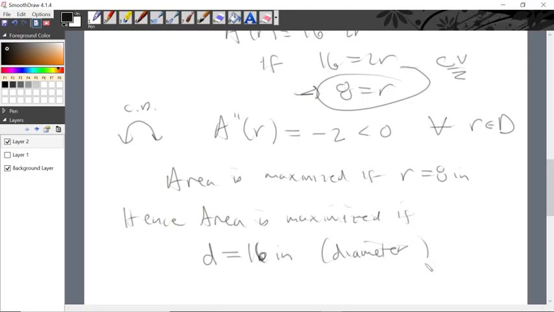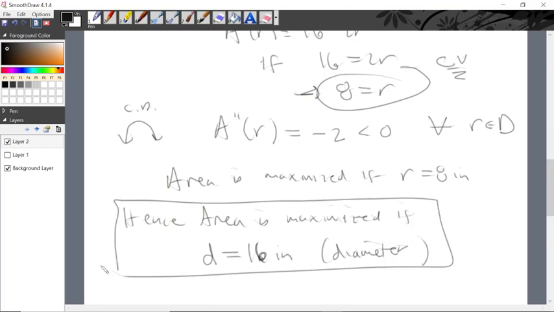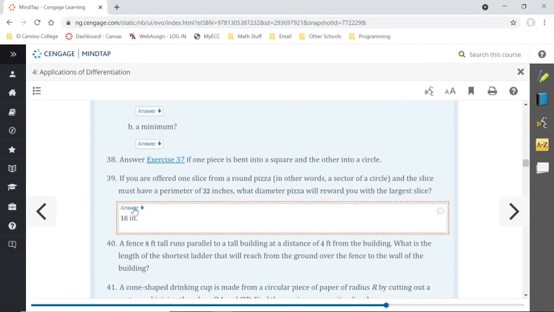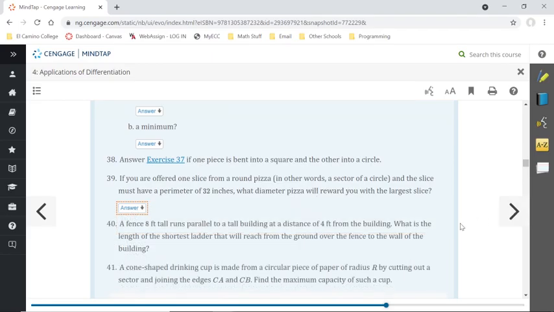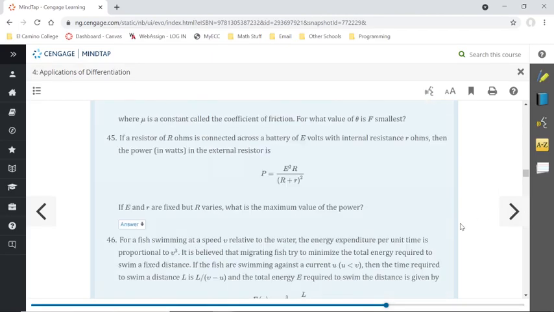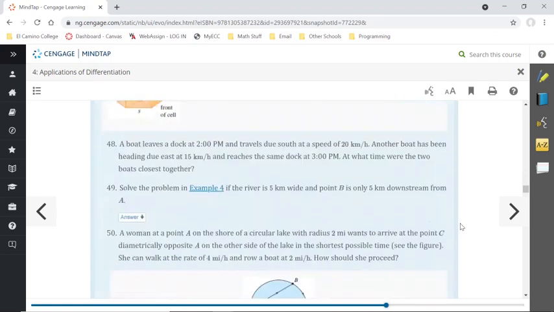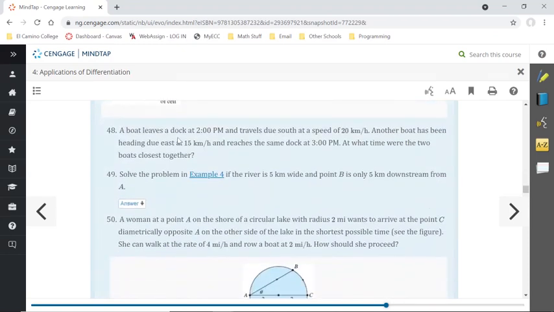Okay. So I'm getting 16 inches for the diameter. What diameter pizza will reward you with the largest slice? This is 16 inches. Okay, so let's say we take a look at just one more example here. Take a look at this number 48 right here. Kind of similar in design to what I think looks like a related rate exercise. Here we go. But it's an optimization problem in this case.